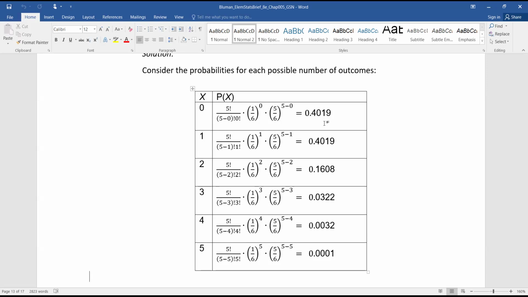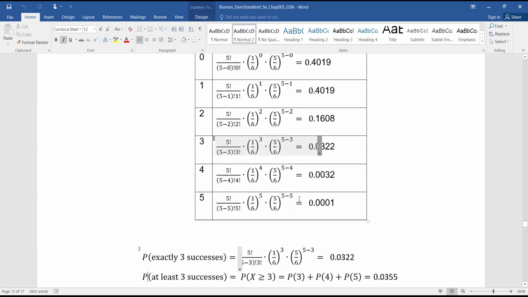There's a 16% chance that you would get exactly 2 2s. There's a 3% chance that you would get exactly 3 2s. There's a 0.3% chance that you would get exactly 4 2s. And that looks to be like a 0.01% chance of getting exactly 5 2s. So they did all the math, they just plugged it in and calculated it. But we can use that to help us answer these questions.